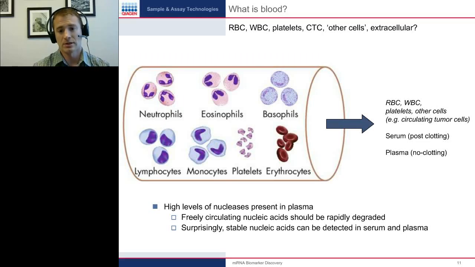So here's a question. What is blood? Blood is your red blood cells, white blood cells, platelets, and other cells such as circulating tumor cells. Serum is your blood, a separation of your liquid phase post-clotting, and plasma is separation of your liquid phase without clotting. Now, in plasma, high levels of nucleases are present, and as a result of this, you would say that freely circulating nucleic acids should be rapidly degraded. However, somewhat surprisingly, stable nucleic acids can be detected in serum and plasma, meaning that they're protected by one mechanism or another.